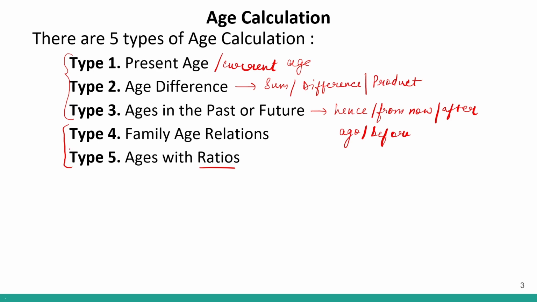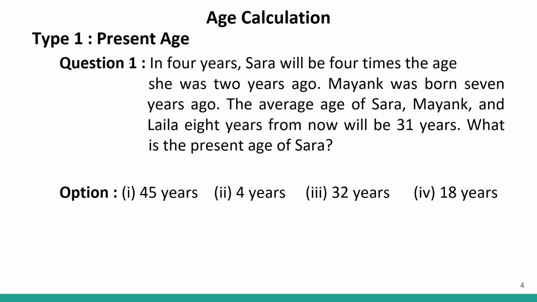Okay, so let us start with type 1, which is present age. So here is the question. In 4 years, Sarah will be 4 times the age she was 2 years ago. Okay, so let's say the present age of Sarah is S. We are assuming that the present age of Sarah is S. So in 4 years means after 4 years. So this is the language. You can get any language in the question. You should be clear about what they are saying. So in 4 years means after 4 years.